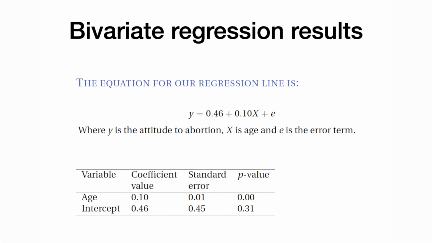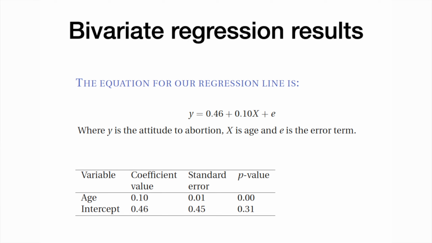And so if you magnify that by every single year, then you can see how you get that effect that you see in that table. But that's how you would interpret that coefficient. For every unit change in that x, it produces a coefficient-sized change in the dependent variable. So for every unit increase in age, you get that 0.1 increase in that 0 to 10 anti-abortion scale that we're using in this particular example.